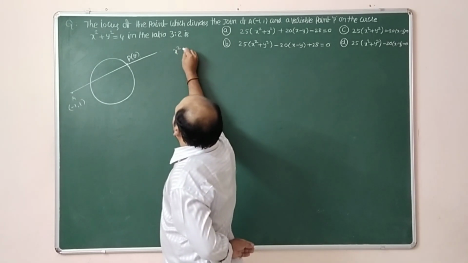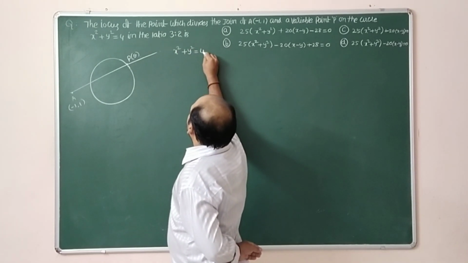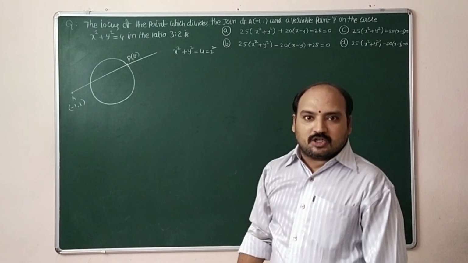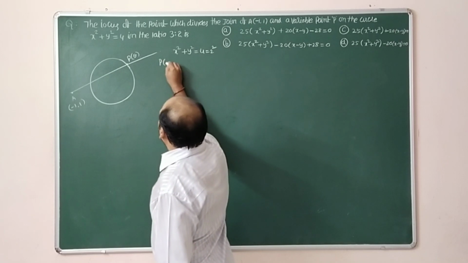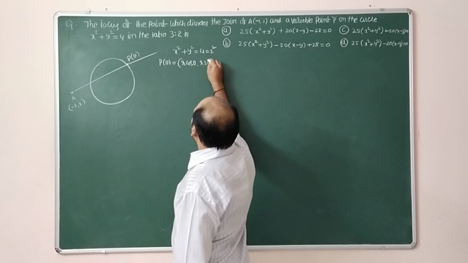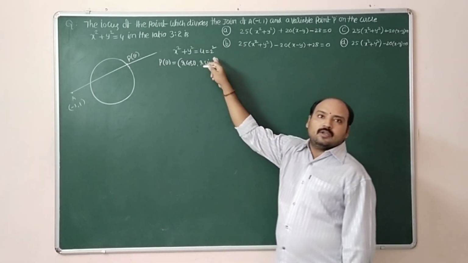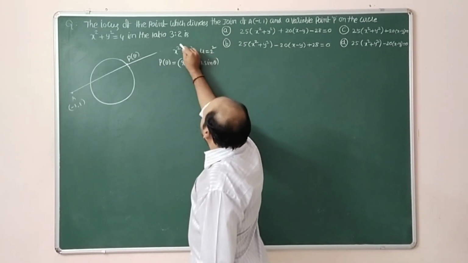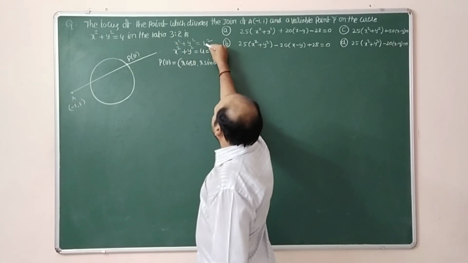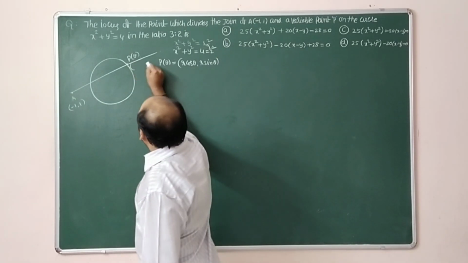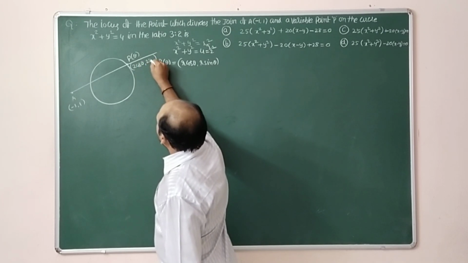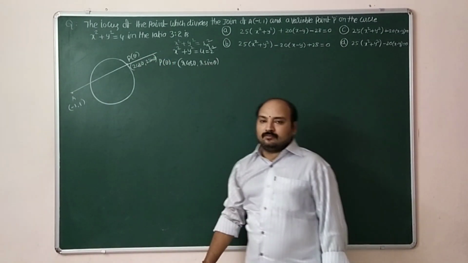The given circle is x² + y² = 4, which can be written with 4 as 2². It is in the form x² + y² = r², so the parametric point P(theta) can be taken as (r cos theta, r sin theta). Comparing with x² + y² = r², r is equal to 2. So the parametric point I am taking here is (2 cos theta, 2 sin theta). I hope everyone understands that.